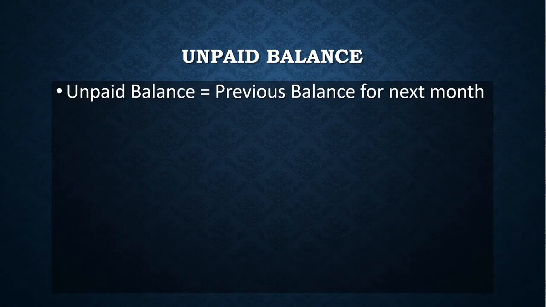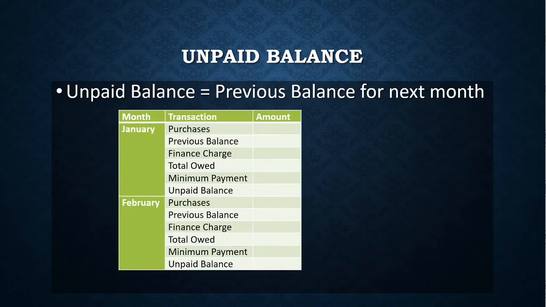That unpaid balance becomes the previous balance for the next month. So if at the end of January I had an unpaid balance of $300, then that automatically is going to go into the previous balance for February. So if we're going through multiple months here, you're going to use the unpaid balance from the month before instead of having that be supplied to you in the problem.